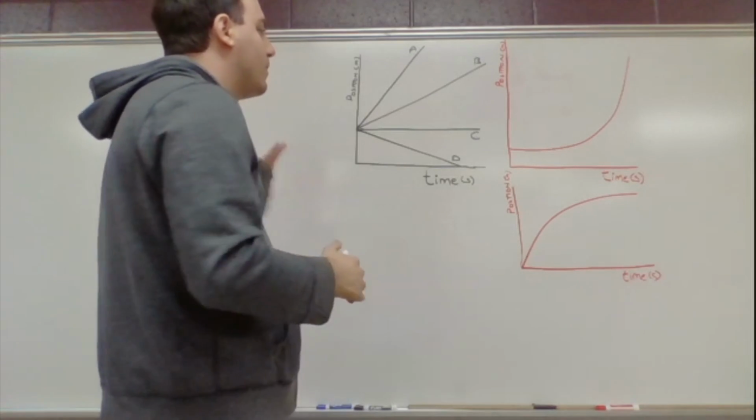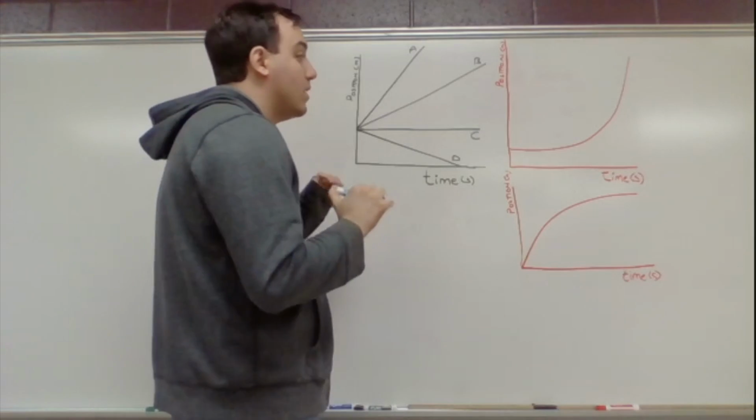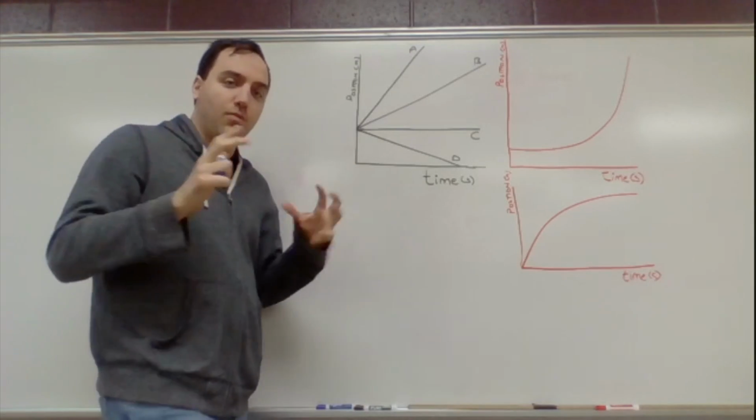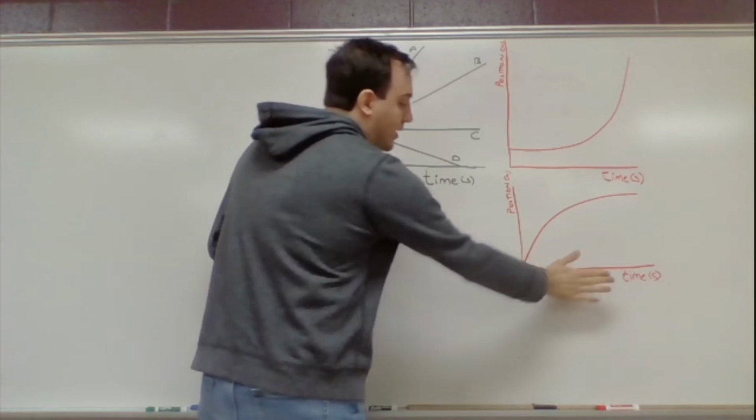We've been talking about position graphs one way or another for a few lessons now. So let's take what we've learned thus far and summarize it. We've seen two general shapes. We have straight lines and curved lines.